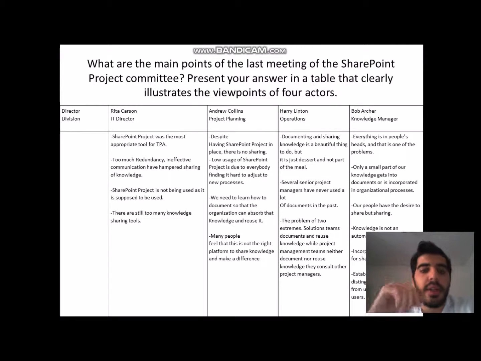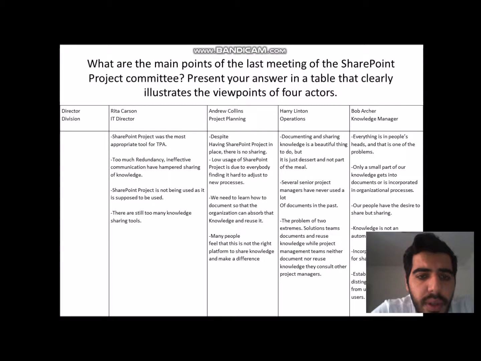The second question is, what are the main points of the last meeting of the SharePoint project committee? Present your answers in a table that clearly illustrates the viewpoints of four actors. When I do the table according to the case study, there are four managers: Rita Carson, IT director, Andrew Collins, project planning, Harry Linton, operation, and Bob Anker, knowledge manager.